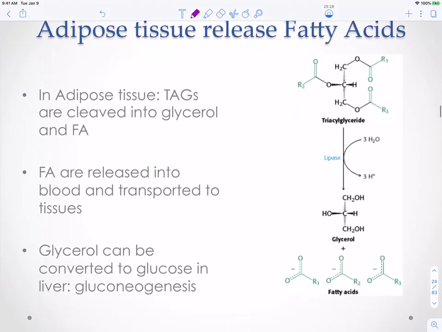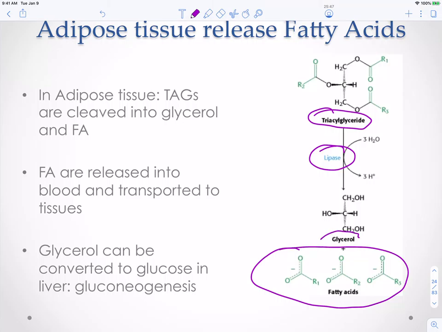So to summarize this, you have your TAGs, you have the different lipases that work on your TAGs: your adipose triglyceride lipase, your hormone sensitive lipase, and then the monoglycerol lipase. And then you're going to release all your fatty acids into the blood, and you're also going to release your glycerol into the blood. And glycerol is going to be picked up by the liver for gluconeogenesis, and the fatty acids are going to be transferred to the tissues, and this is going to be for energy. Now your liver will also pick up fatty acids to be used for energy.